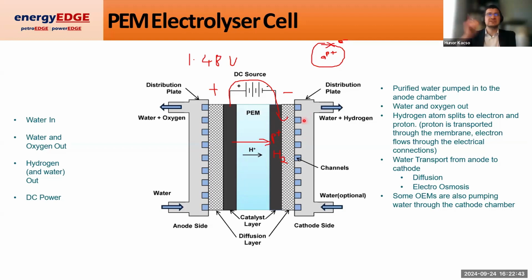So even OEMs which are aspiring to build gigawatt scale electrolyzers do this. Why? Because they've realized that cooling one side, the anode side, is great because of the oxygen evolution reaction, but there's also some heating generated by the hydrogen evolution reaction. Therefore, some OEMs do actually pump some water to cool down the hydrogen side as well.